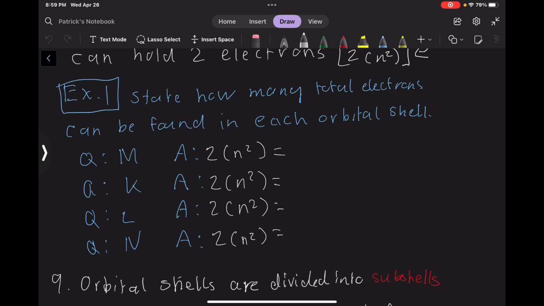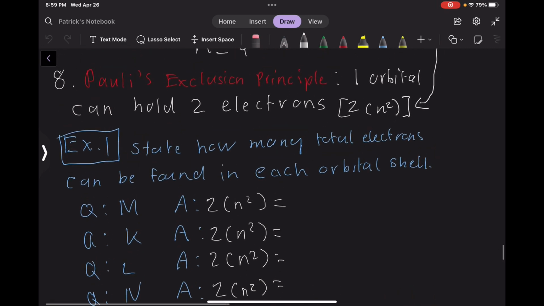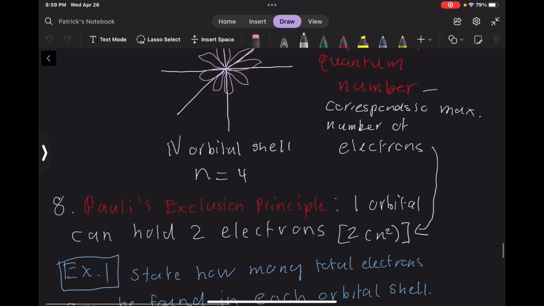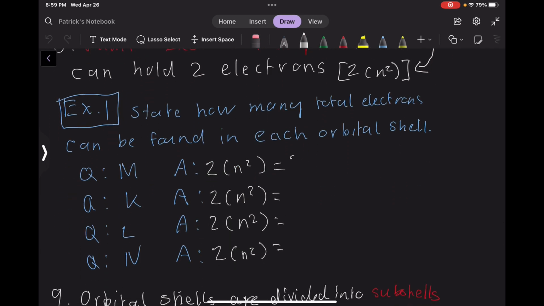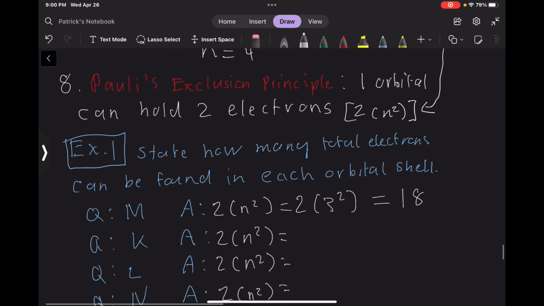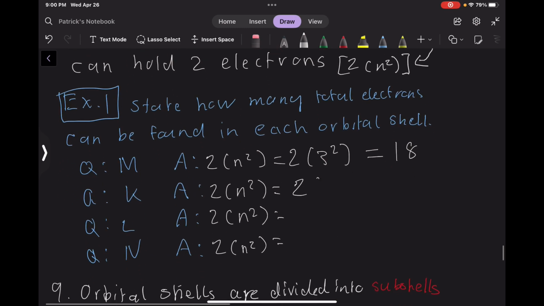First we have orbital shell M, which, if we scroll up a bit, we see has a primary quantum number of 3. If we use our formula, we find that shell M can hold a maximum of 18 electrons. Secondly, we have orbital shell K, which has a primary quantum number of 1. After doing the math, we see that this orbital shell or energy level can hold 2 electrons.